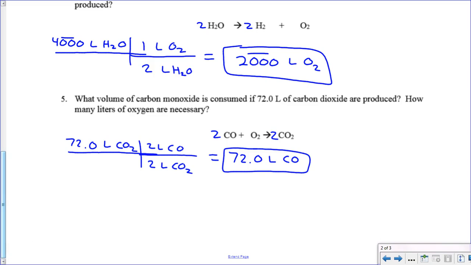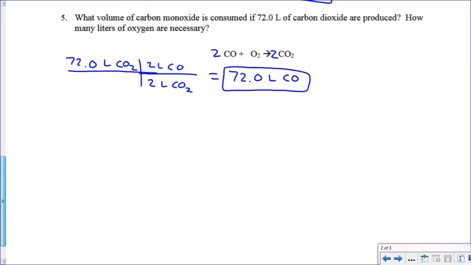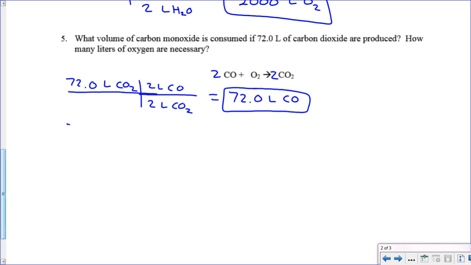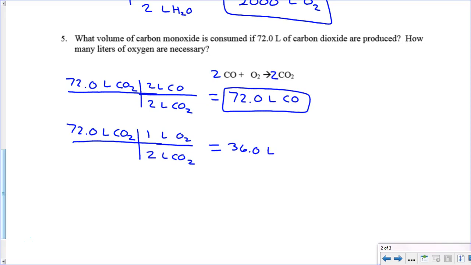And then for the oxygen on this one, we're going to start again with the same thing, 72.0 liters of CO2. All right, and we still have 2 liters of CO2 in the bottom, but we're trying to get into oxygen this time. So we know that there's 1 liter of oxygen for every 2 liters of CO2 based on that balanced chemical equation. And so this ends up being 36.0 liters of O2 is your answer there.